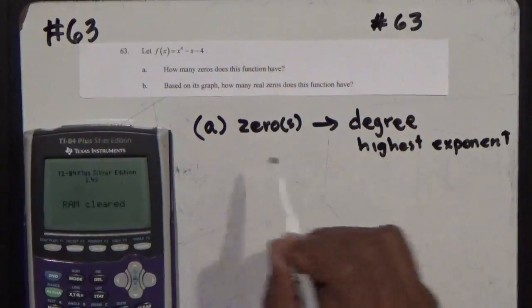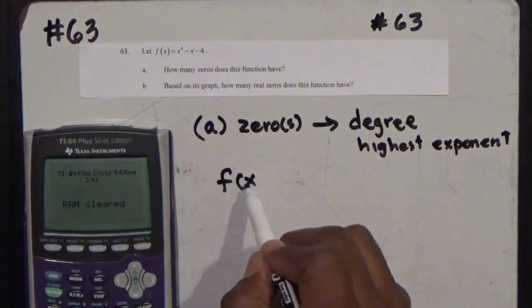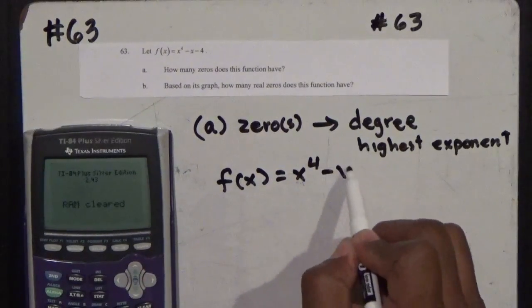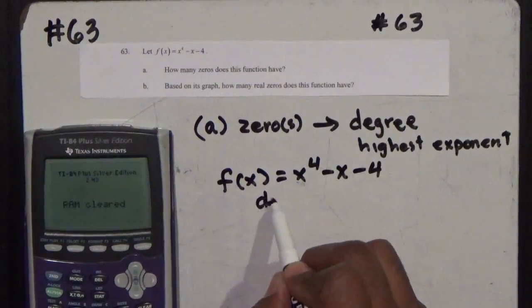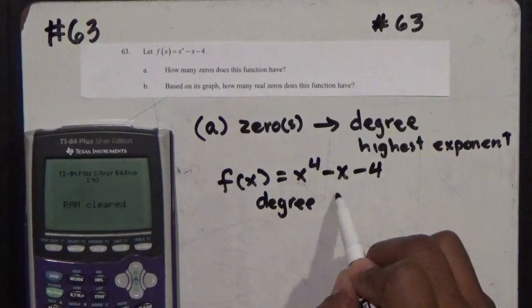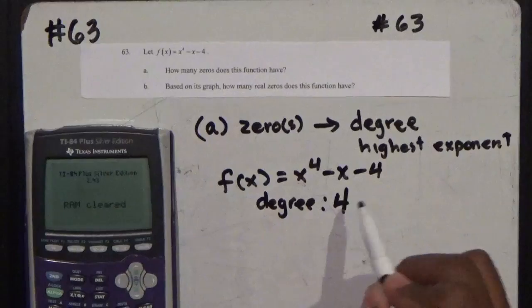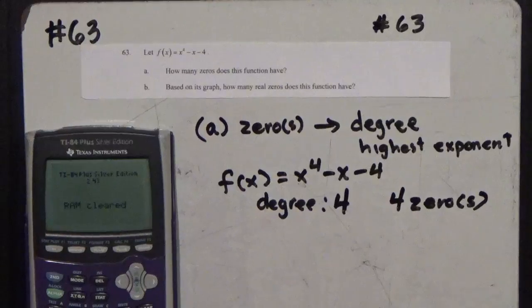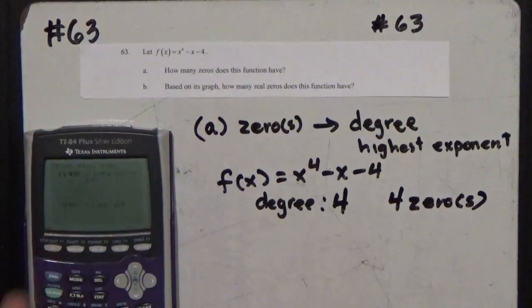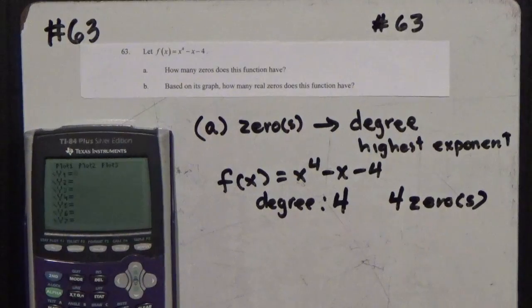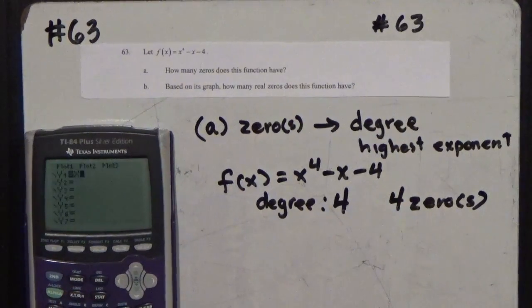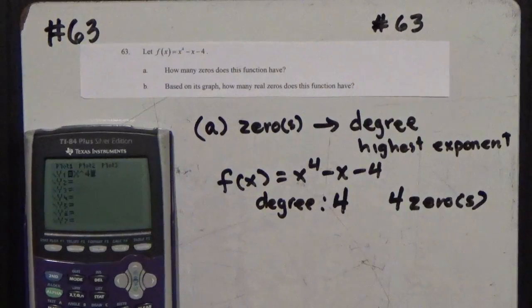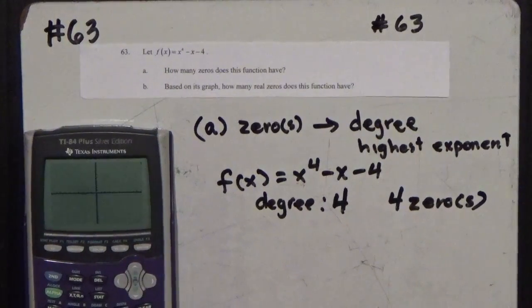All right, and so in this problem, f of x is equal to x to the 4th minus x minus 4. The degree is 4. And so it has 4 zeros. Now, they don't all have to be real. Only way you can see that is to graph it. So let's graph it. x caret 4 minus x minus 4 and graph.